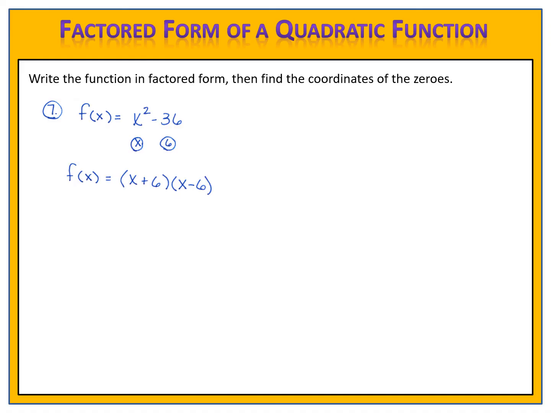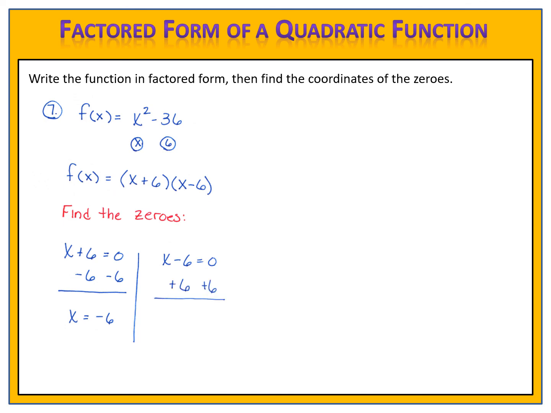Now that we have the factored form of our function, we're ready to find the zeros. As always, we take our two factors and set them equal to 0. X plus 6 equals 0, and x minus 6 equals 0. Now we solve each one for x. X equals negative 6 is what we have in the first factor, and x equals 6 is what we have in the second factor. This gives us our two zeros.